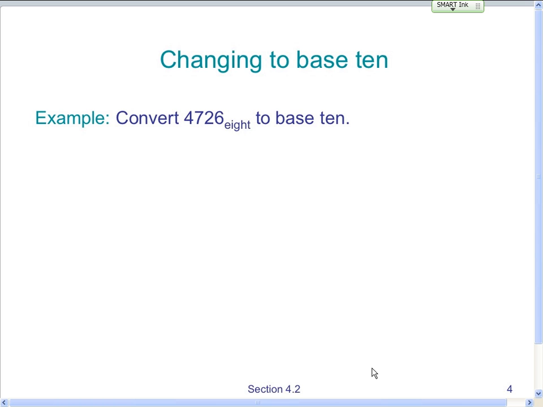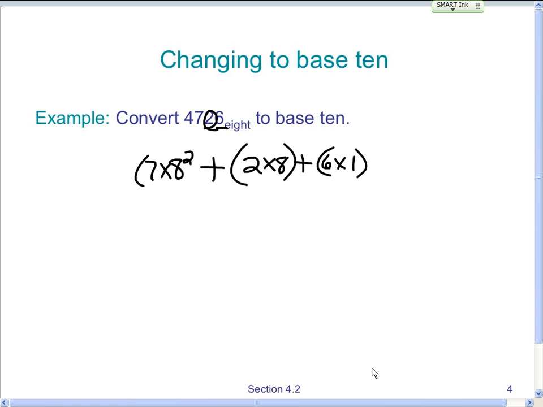So, the 6 gets multiplied times 1. Number to the right always gets multiplied times 1. So we have 6 times 1. And notice I'm working right to left. It's easier that way. Next number over, 2 times 8. Next number over, 7 times 8 squared. And the next number over, 4 times 8 cubed.